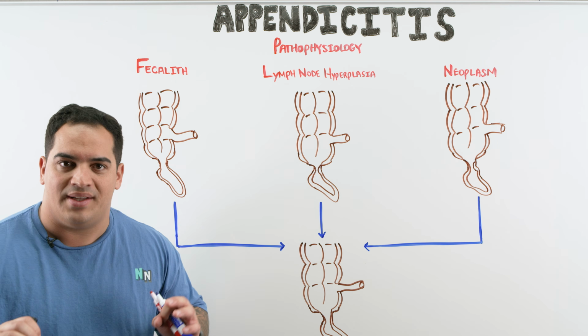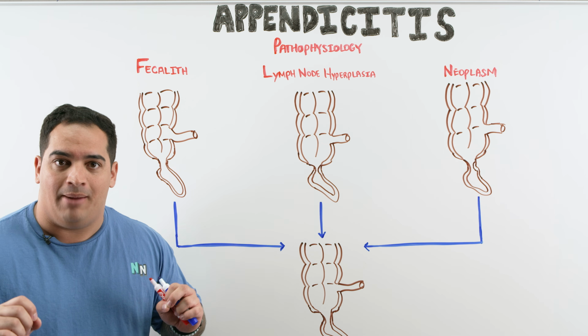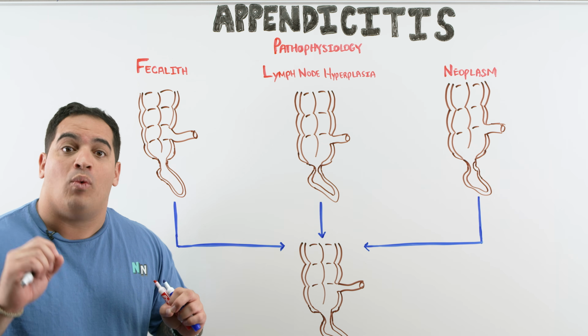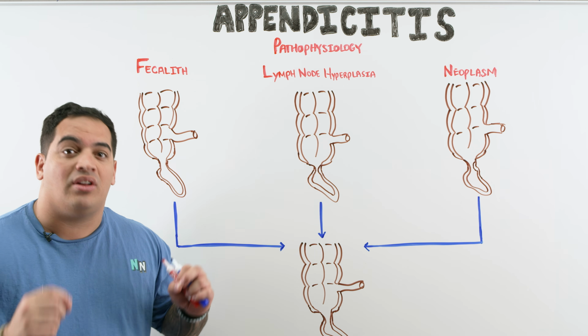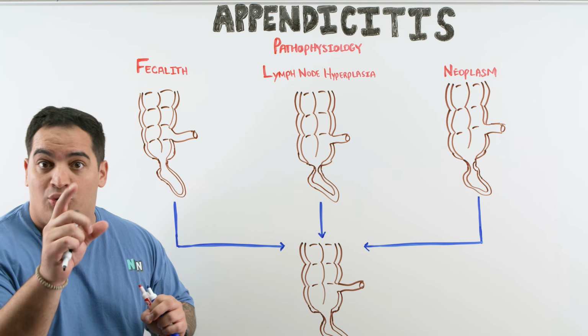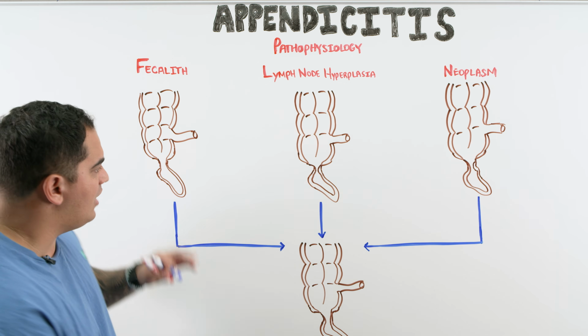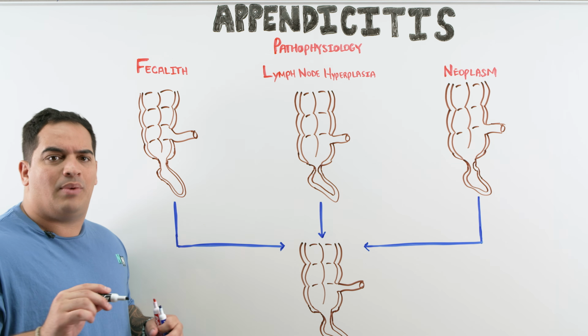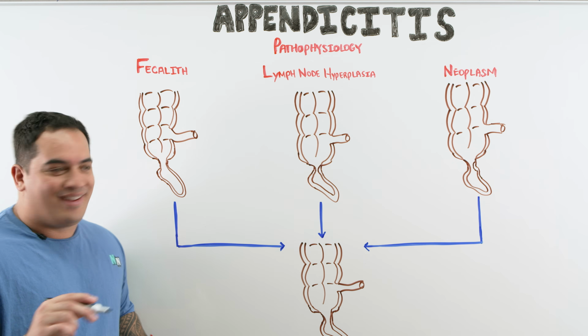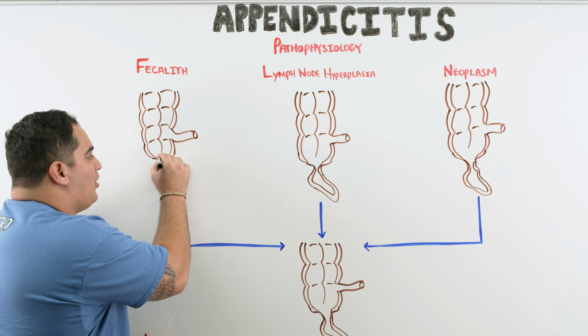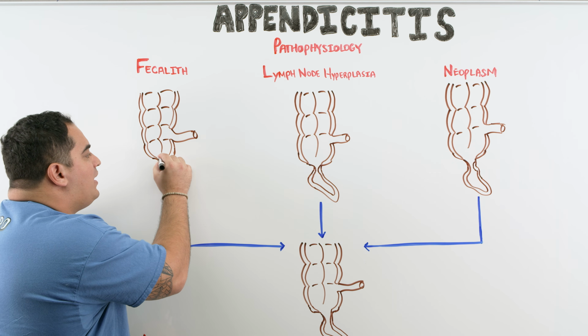What I want to focus on is, how does the appendix become inflamed? What's the pathophysiology? What are the causes? And what are some particular epidemiological cues that can cue you in on the exam? So, first one is a fecalith. It's literally what it sounds like. It's a poop stone. This is usually hard fecal material.